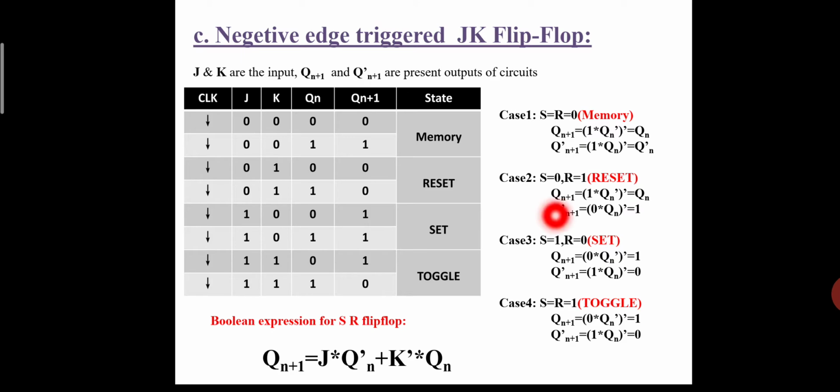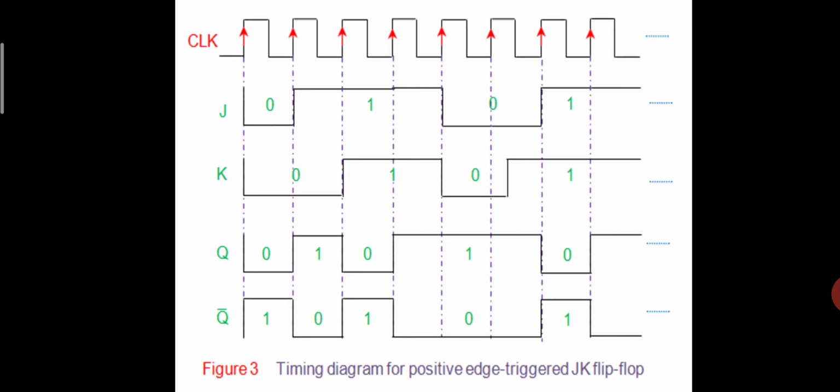So, negative edge JK flip flop. The complete table for the negative edge JK flip flop is the same as that of the positive edge triggered JK flip flop. Only the difference is that the clock pulse is the falling edge. So here is a timing diagram for the positive edge triggered JK flip flop. For the positive edge, the rising edge, I told you that the transition from negative to positive is positive edge triggered.